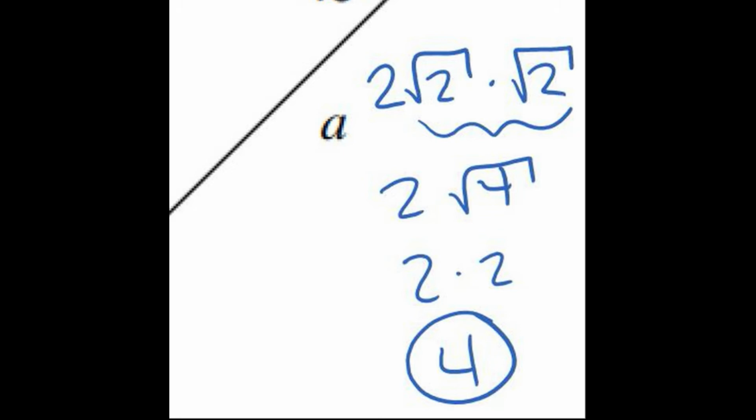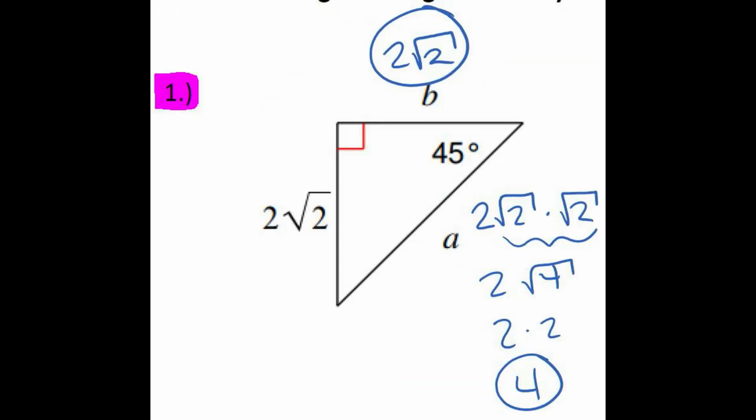So ultimately it's going to be 2 times 2, which is just a 4, and that is the hypotenuse in this one. All right, let's skip to number 3.